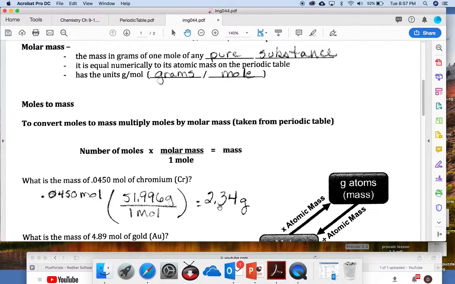Now, I want you to stop the tape, try the next 2 problems. You're going to start with what is the mass of 4.89 moles of gold. Try that in the next problem, and then start the tape and we'll go over those 2 problems.